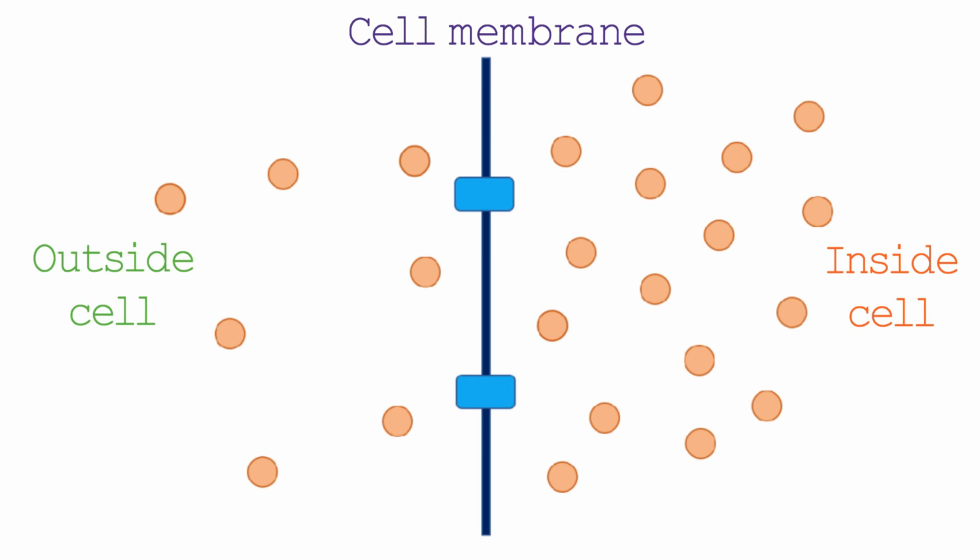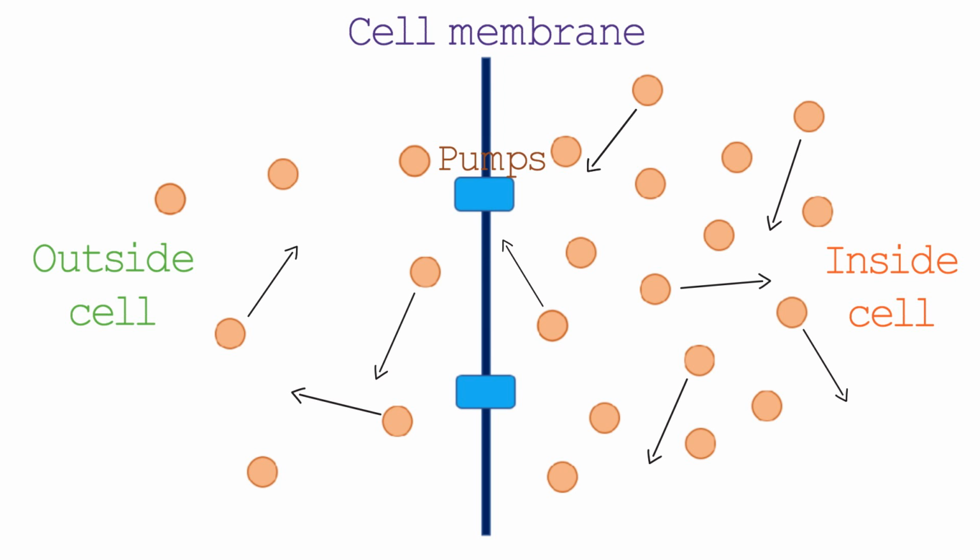The cell membrane has large protein molecules that are like pumps. On the diagram we have two of these pumps. The pumps are the blue boxes. During active transport, all of these molecules or particles are moving around in random directions. The pump molecules that are located in the cell membrane pick up specific molecules and take them through the cell membrane. So they take them from outside the cell and put them to inside the cell.